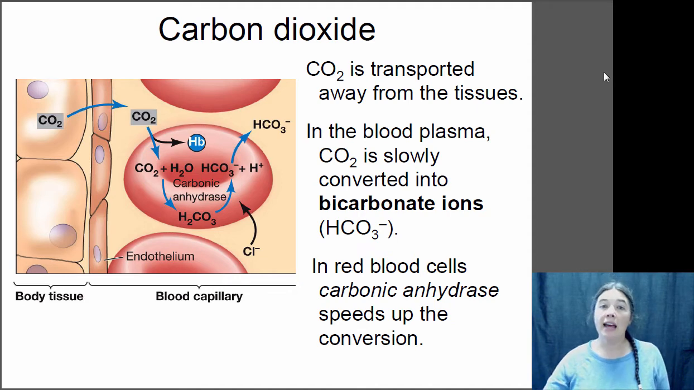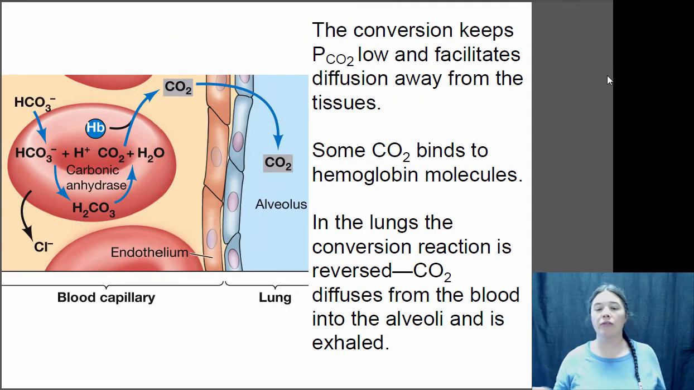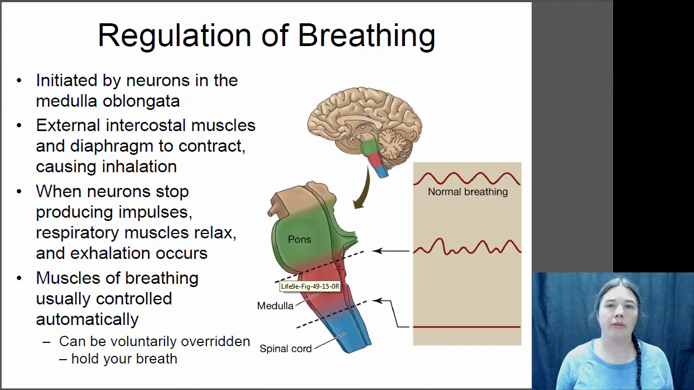Then, up in the lungs, we have the reverse reaction where carbonic anhydrase is going to turn the bicarbonate ion back into carbon dioxide and allow it to diffuse out of the bloodstream and into the lungs so that you can breathe it out. So breathing or ventilation, actually breathing in and out, is regulated by a part of the medulla oblongata, the brain stem of your brain, called the pons.